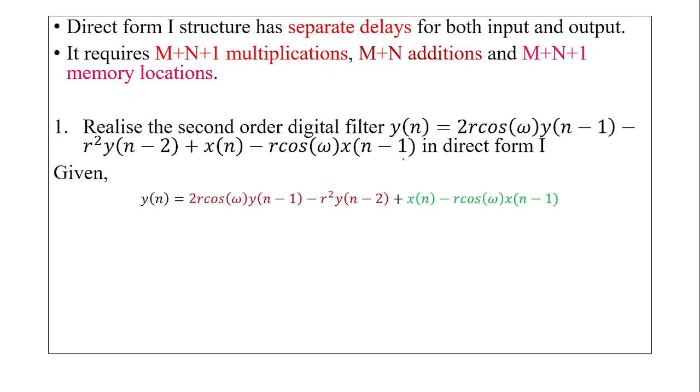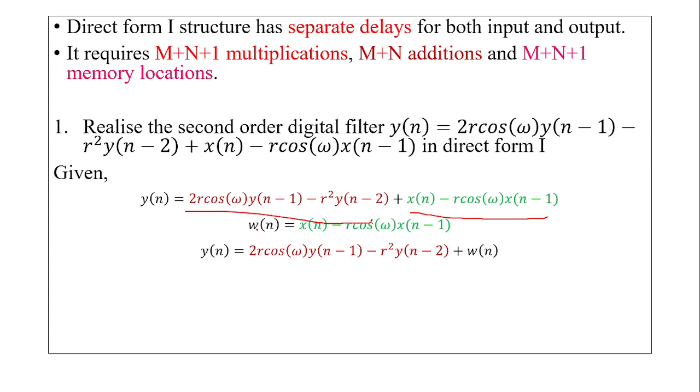So this is the basics. I'll be splitting this equation into two parts. This is going to be the input and input delayed version, and this is going to be the output delayed version. I equate the input and input delayed versions to W of n, then replace it in the main equation. So W of n is x of n minus r cos omega x of n minus 1, and I replace it in the main equation as W of n.